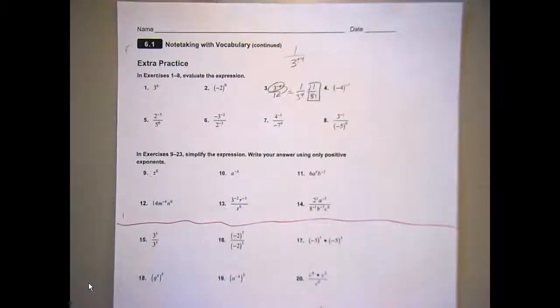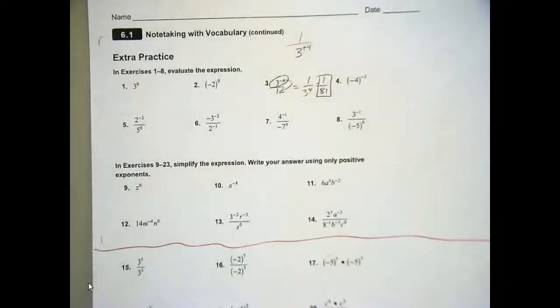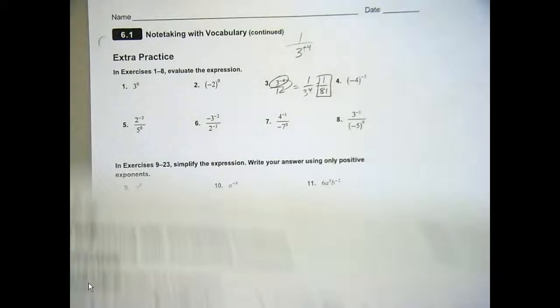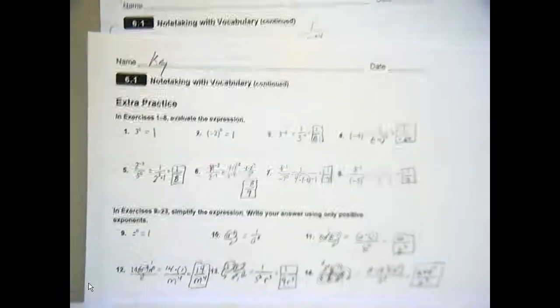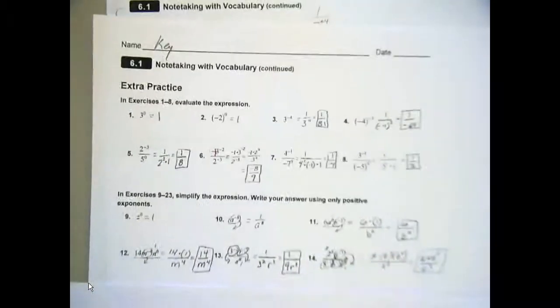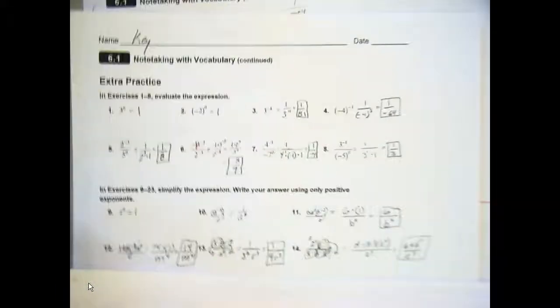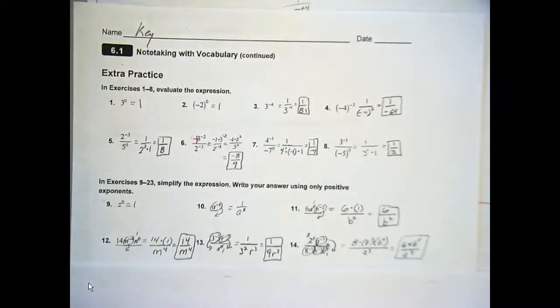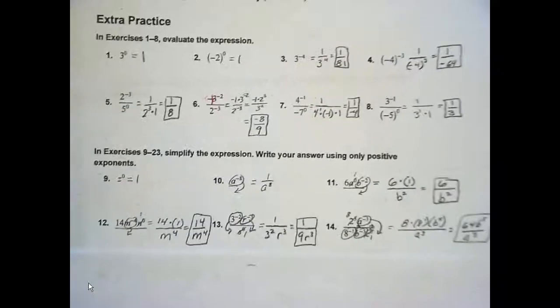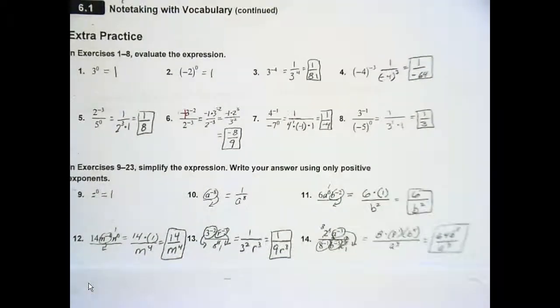Okay, so yesterday I asked you to do problems 1 through 14. I just want to go through the answers real quick with you. So number 1, take a look at that. Number 1 is 1. Number 2 is 1. Number 3 is 1 over 81. Number 4 is 1 over negative 64.